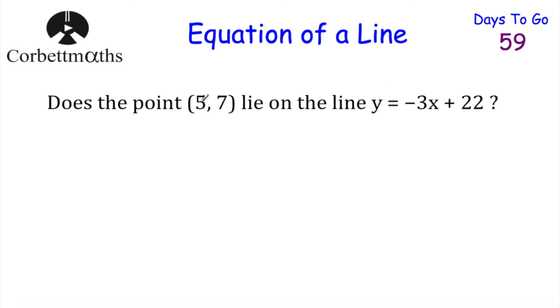So if I want to find out whether this point lies on this line or not, I'd consider the point to begin with. So we've got the x-coordinate, which is 5, and the y-coordinate, which is 7, because remember, it's along the corridor and up the stairs.